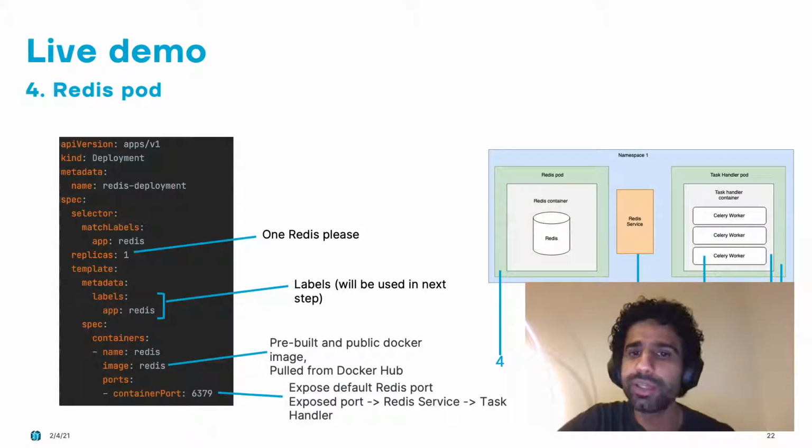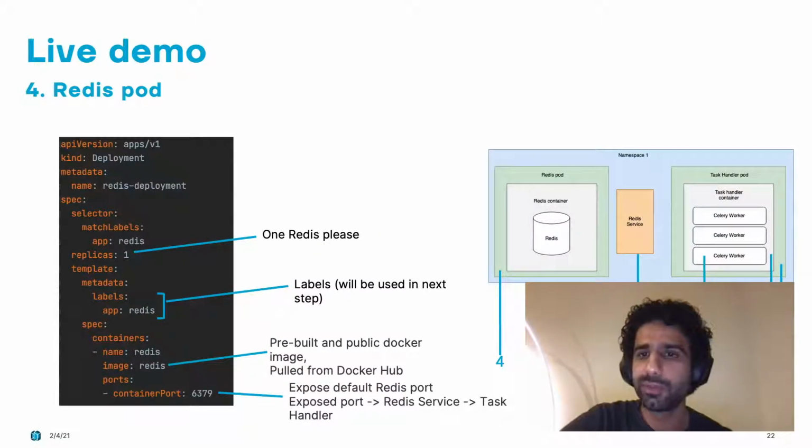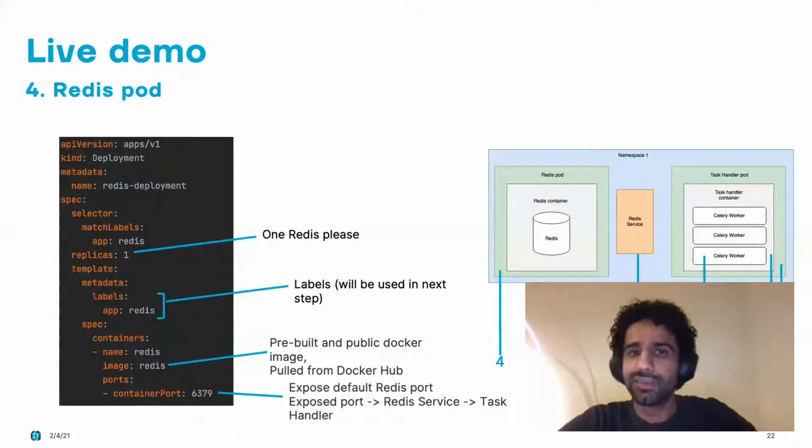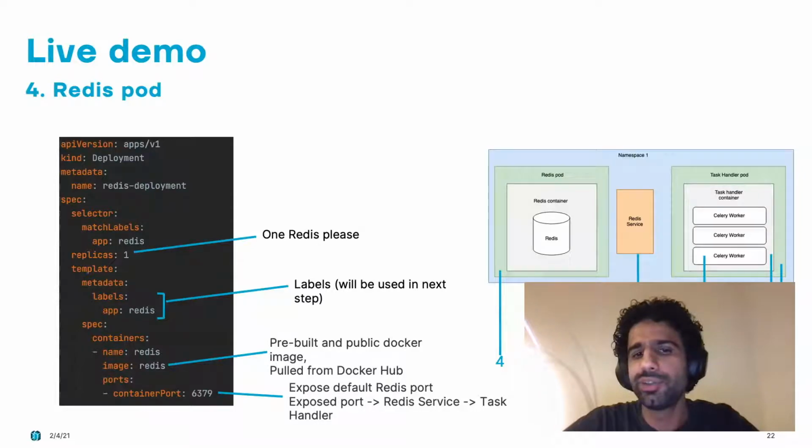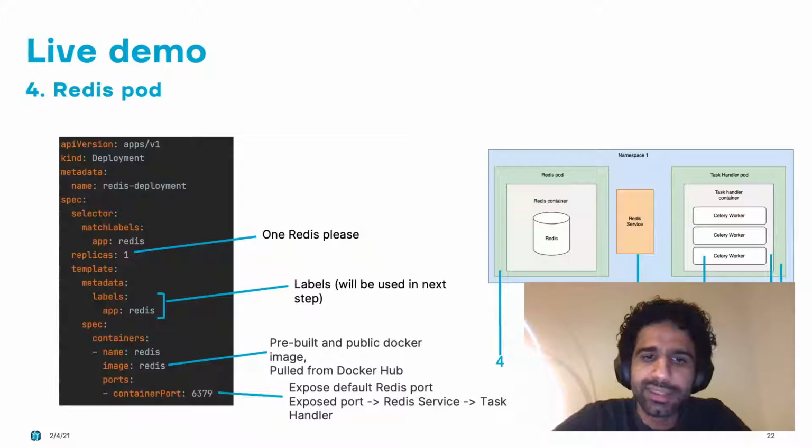Okay, so the label, we're going to use it with the Redis service to route the network traffic to this pod. And here you can see image. It just says Redis there. So if you don't give a registry URL before the image name, it's assumed that it will be pulled from Docker Hub. And then the port 6379, that's the default Redis port. We expose it on the container. If we expose it in the container, it then allows it to be used in the Redis service, which then allows us to use the Redis service to connect to this port.